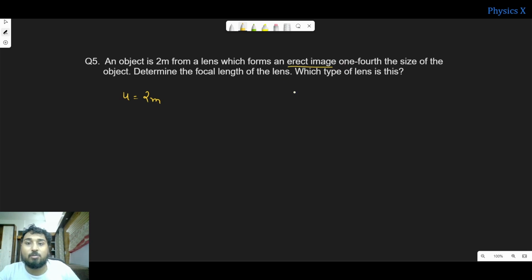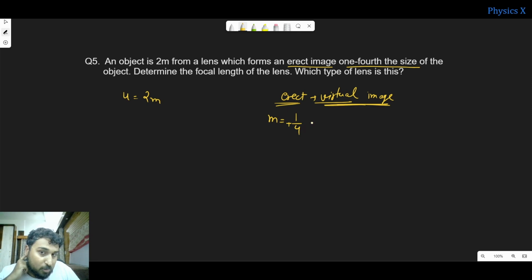Okay, and he's telling that erect image. So erect image means what? Erect image is what? Virtual image. Okay, it is a virtual image, right? And virtual image means what? Magnification, he's giving 1/4 size of the object. So m is 1/4, the sign will be plus because it is an erect image which is a virtual image. So we will be taking m equal to plus 1 by 4. So he's asking us the focal length. So we know what is u, so we can find v by this. So m is also equal to v by u in case of lens. Okay, remember to use v by u only for lens.